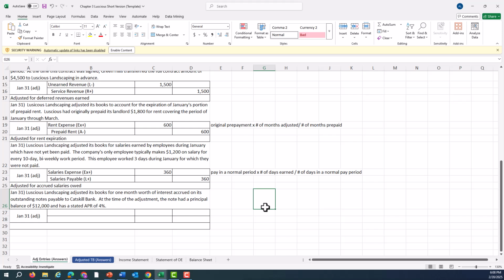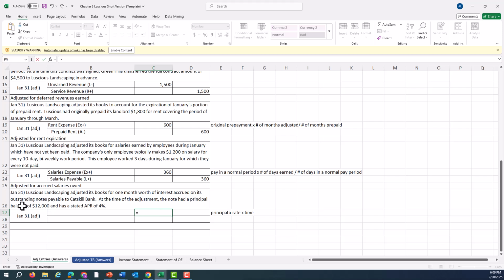So interest that is earned on the loan, that we're now obligated to pay to our lender, Catskill Bank, has to go on the books in the period the interest was actually, as they say, accrued on the note. So we'll use the standard formula for any interest, which is principal times rate times time. What do we know here? Let's start with the numbers.